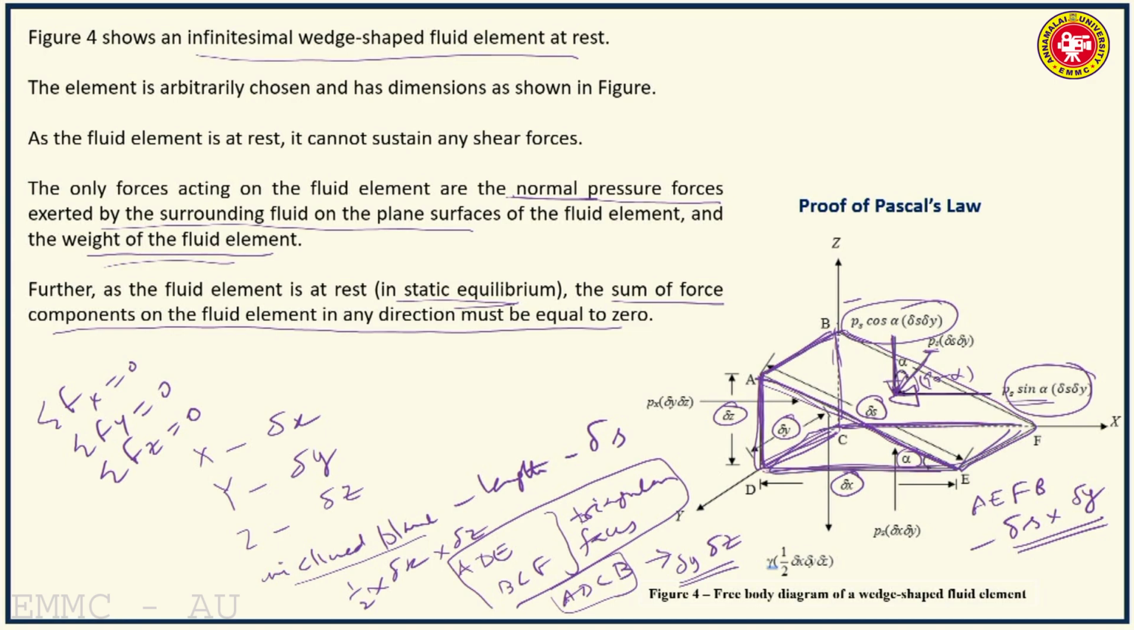This one, CDEF. That is along the XY plane. So, what is the area? Delta X by delta Y is the area. What is the pressure intensity? The pressure intensity acting vertically upward, normal to the bottom face of the wedge shaped element, that is PZ. PZ is the pressure intensity. So, PZ multiplied by delta X delta Y is the area of the bottom face.